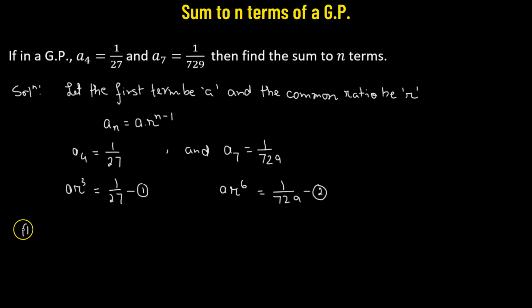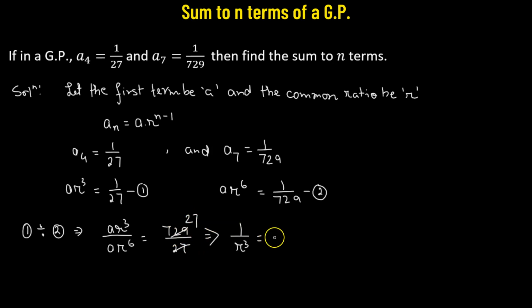Now we will divide equation number 1 by equation number 2. We have ar cubed divided by ar raised to the power of 6, which equals 729 divided by 27. So this will be 1 over r cubed equals, so 27 times 27, that's 729. So we have 27, which is actually 3 cubed. Taking the positive cube root, we have 1 over r equals 3, or simply r equals 1 over 3.